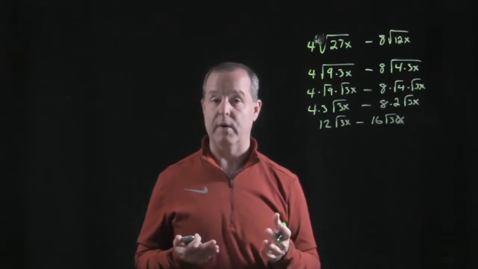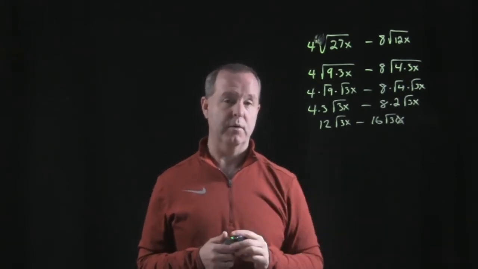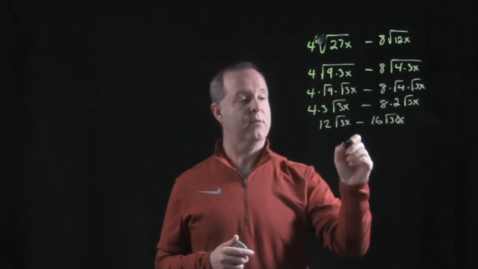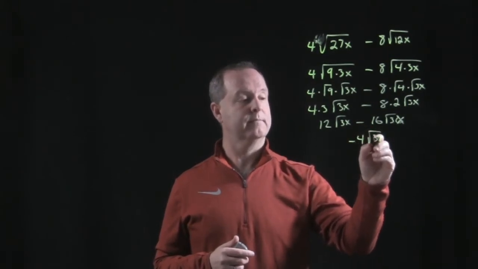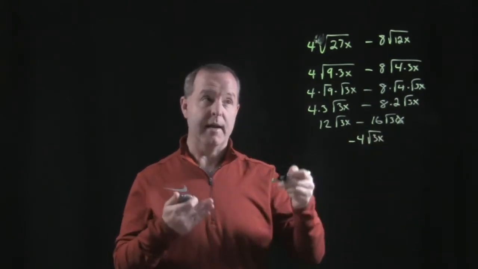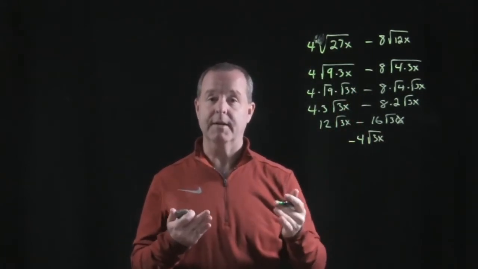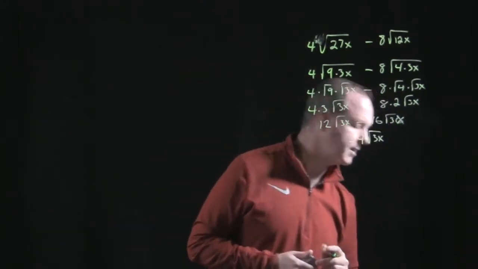Now I have an operation that I can combine. Both have like terms. 12 root 3x's, take away 16 root 3x's, and that provides a final result of negative 4 root 3x. So yes, if we can simplify before we combine, then we might be able to actually combine. All right, I want to show you one more example that you might discover.